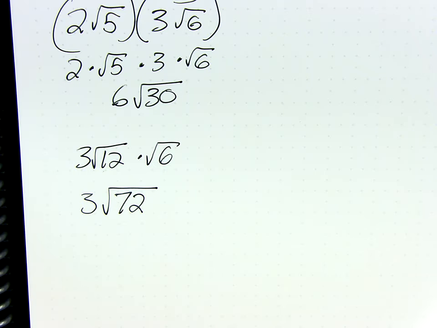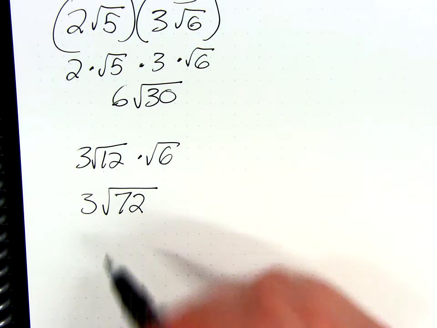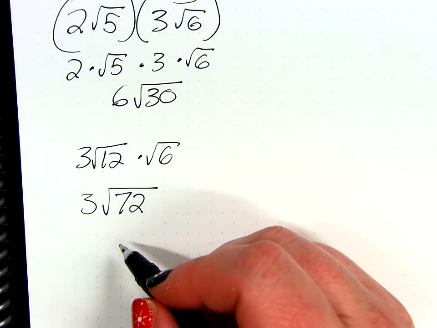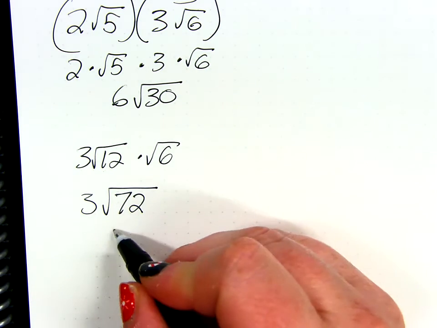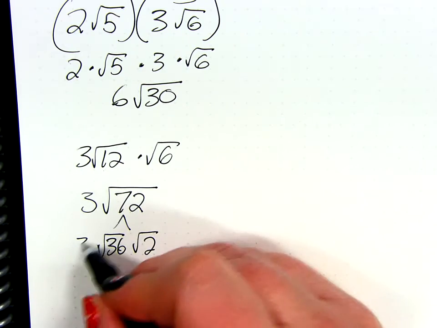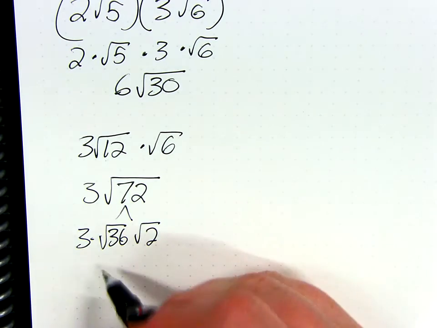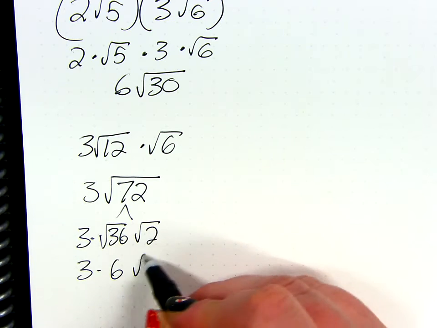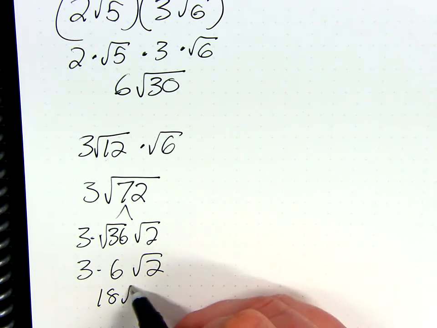And now I just simplify that one answer instead of simplifying multiple times. You get what I'm saying? I would just simplify one time at the end. So, are there any perfect squares that go into 72? Yeah, 36 is one that goes in. So split that up into square root of 36, square root of 2. Just bring down that 3. So now I just have 3 times 6 times square root of 2, or 18 root 2.